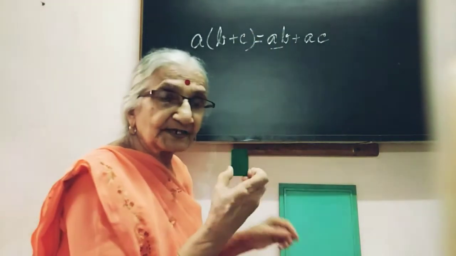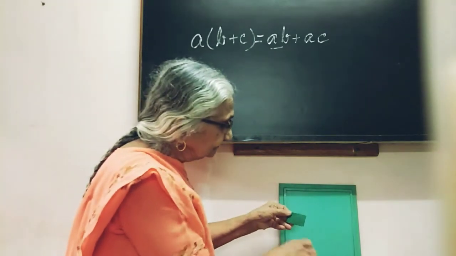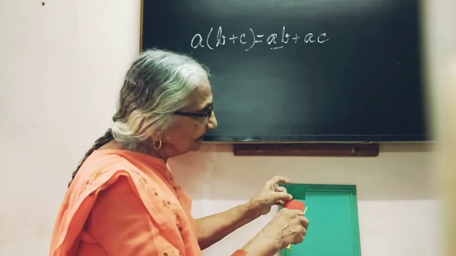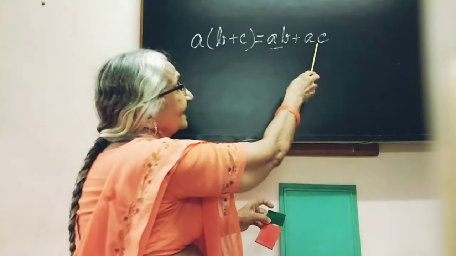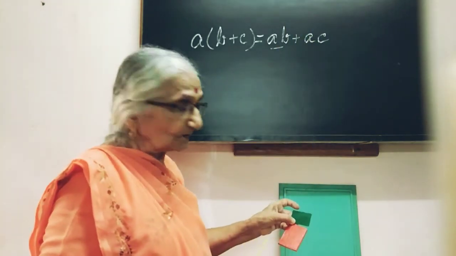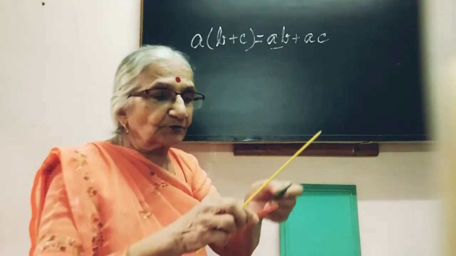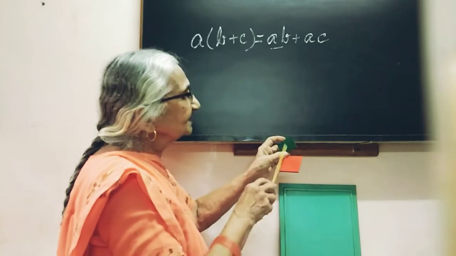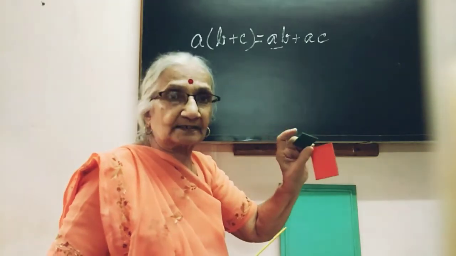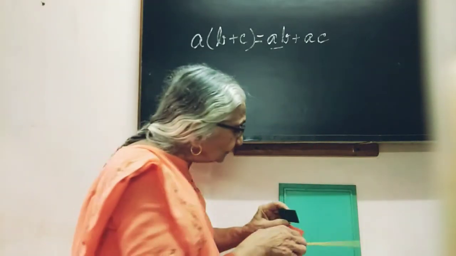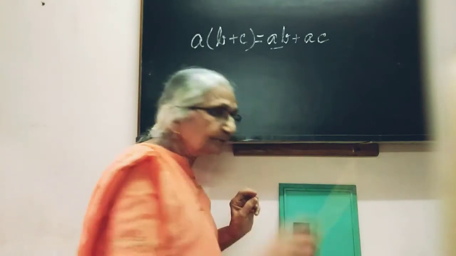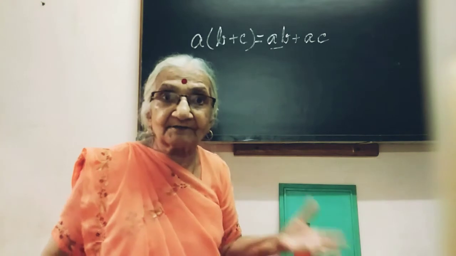What is the area of this rectangle? Well, this was A and this was C. So this is AC. That means that if you put the two areas together, you have AB plus AC. It is the sum of the areas of these two rectangles. Now suppose I put them one above the other. I have a big rectangle.